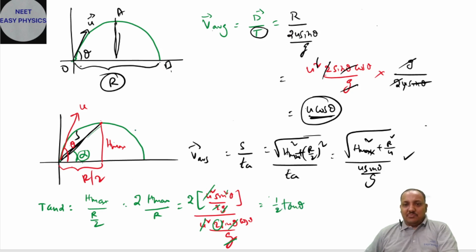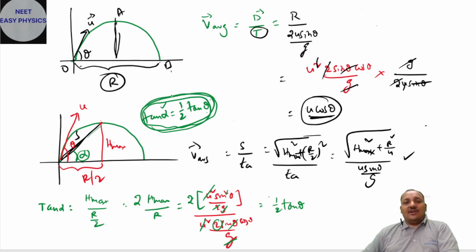Very, very important relation between the angle of elevation and the angle of projection. Tan alpha is equal to half tan theta. They will give the angle of projection and ask what the angle of elevation is. So this relation you are going to get many times, not only here. Tan alpha is equal to half tan theta.